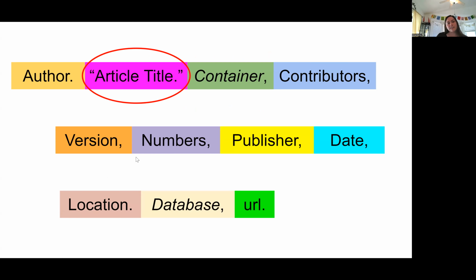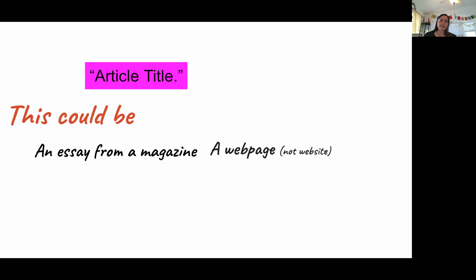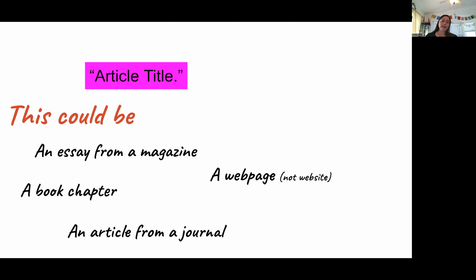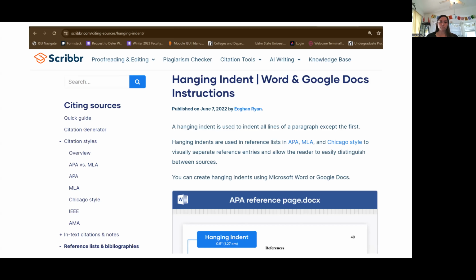The next piece of a citation could be an article title. Not all of you will have an article title every time, but often you will. This could be an essay from a magazine, a web page, not the website, a book chapter, an article from a journal, a song, or a TV episode. The way this looks is that you put quotation marks around the article's title and you put a period inside of the quotation marks.